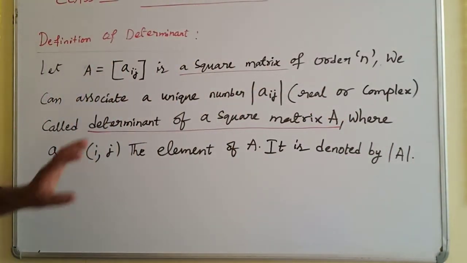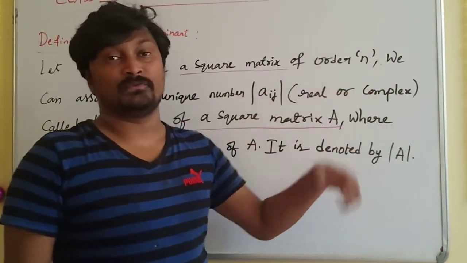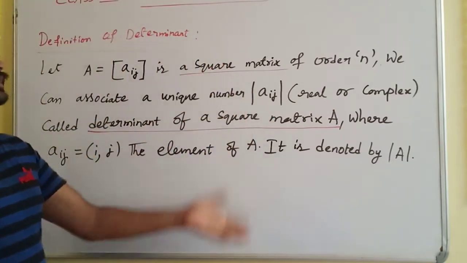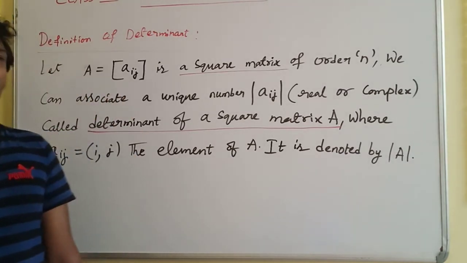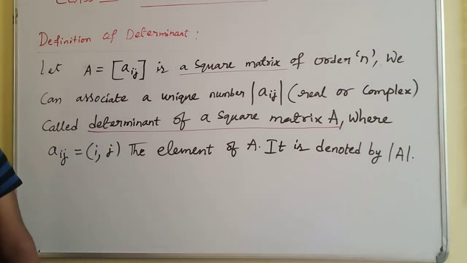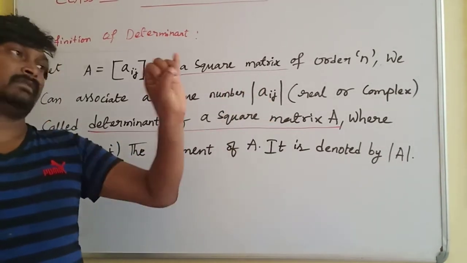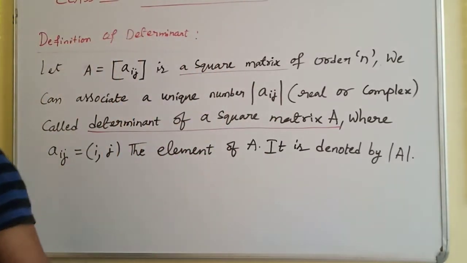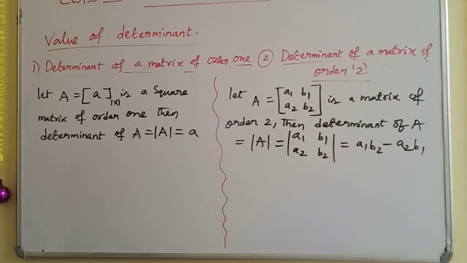Now in mathematical language, how do we find the value for a square matrix of order 1, order 2, order 3? Actually more orders exist, but in your class it is possible to find only up to 3. Even in engineering, we only find up to order 3. So, square matrix of order 1, order 2, order 3: how to find their values? Let's discuss. I hope you understood this definition. Alright, let's move on.